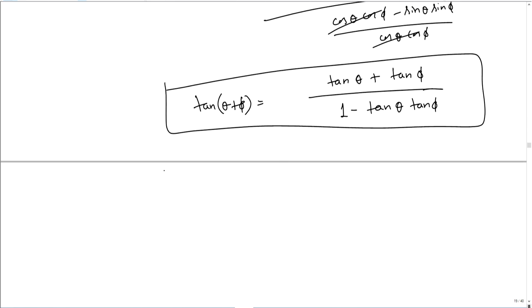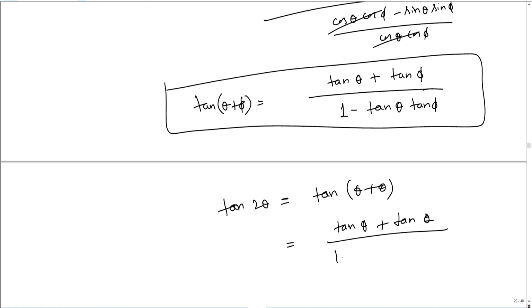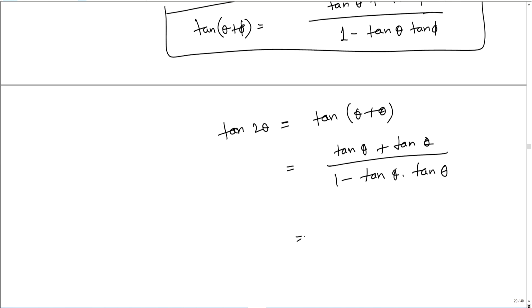Okay. Now, what if you have tan 2 theta? Well, for tan 2 theta, you can rewrite it as tan of theta plus theta. So, I am just applying this identity now, tan theta plus tan theta divided by 1 minus tan theta into tan theta. So, you get 2 tan theta divided by 1 minus tan square theta.